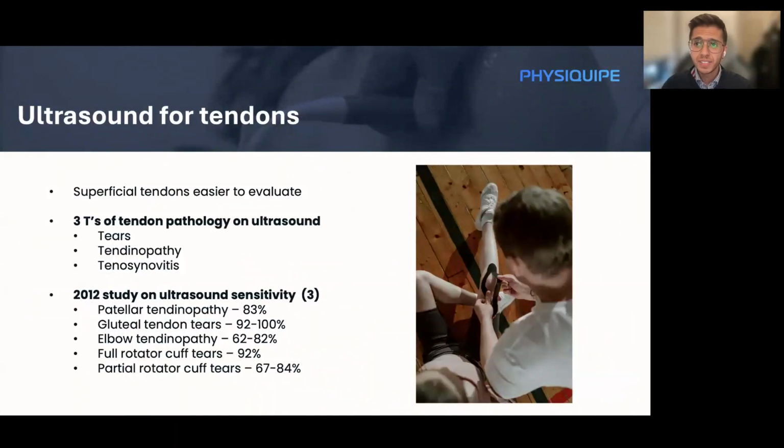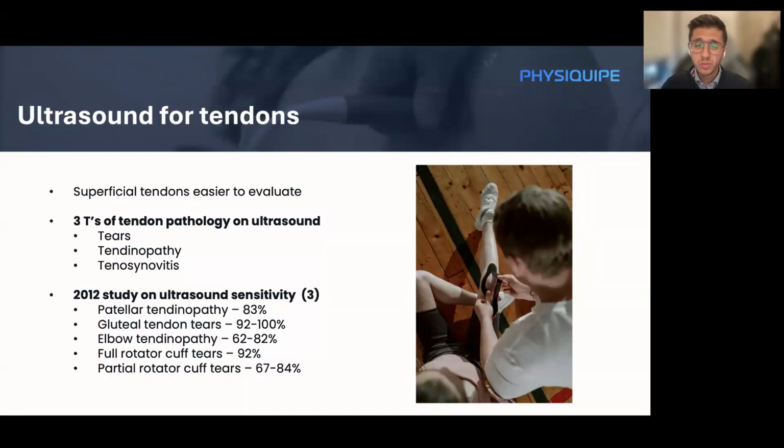So coming down to the tendons. We know that with ultrasound, often the superficial tendons are easier to evaluate. Not to say the deeper ones can't be seen, but often you get really good clarity with the superficial tendons. And the 3 T's of tendons that you can really see nicely in ultrasound are your tears, tendinopathy, and tenosynovitis. We'll go through the 3 of them in a bit more detail as to what you'd expect in ultrasound and some clinical cases around them.